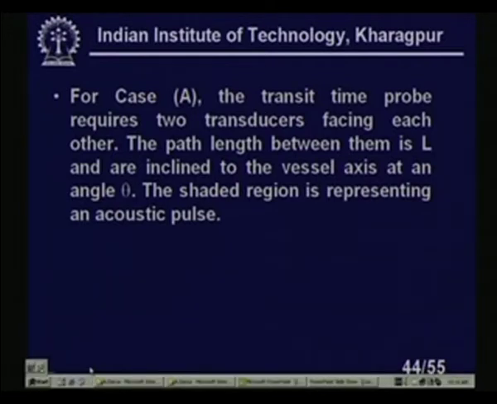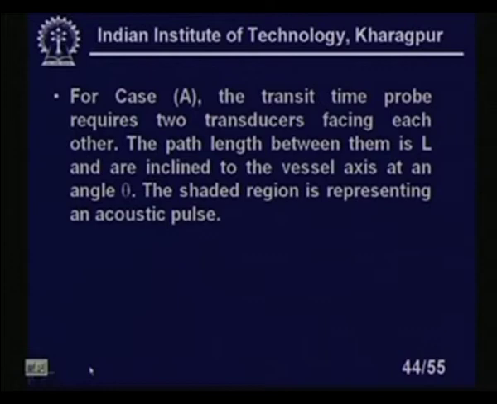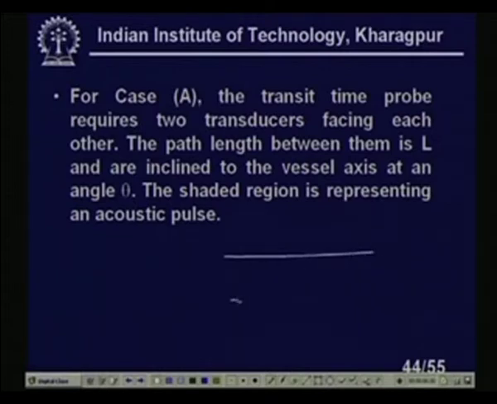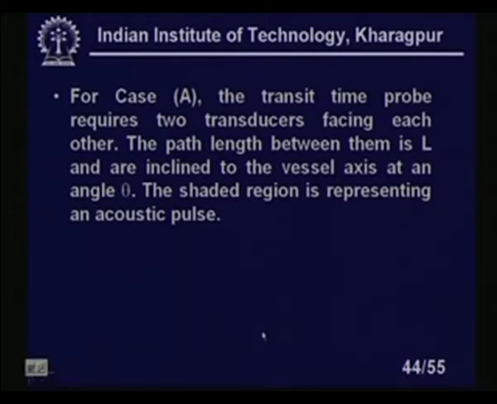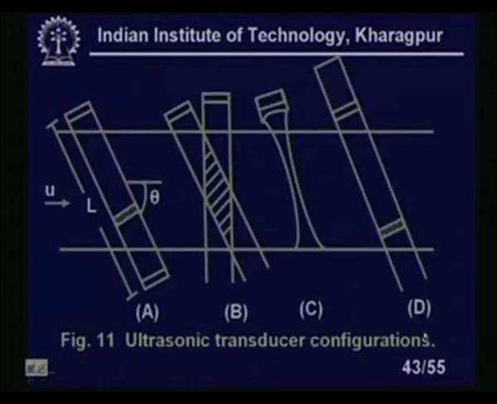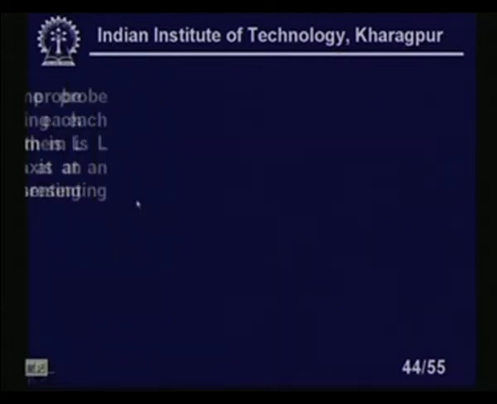That means, for case A, the transit time probe requires two transducers facing each other. Liquid is flowing through this, and I have one sensor here and another sensor here, facing each other, clear. The transit time probe requires two transducers facing each other and the path length between them is L, inclined to the vessel axis at an angle theta. The shaded region represents an acoustic pulse, right. Let us go back. The shaded region is the acoustic pulse.